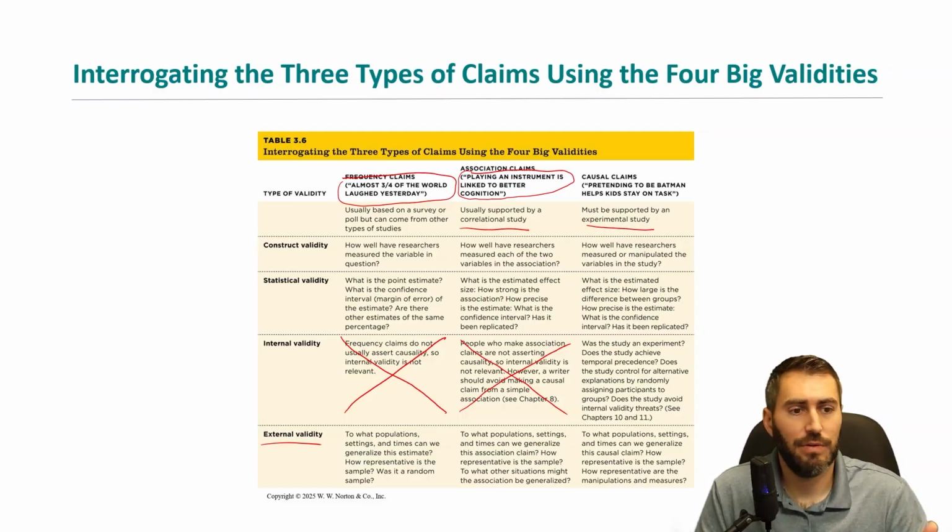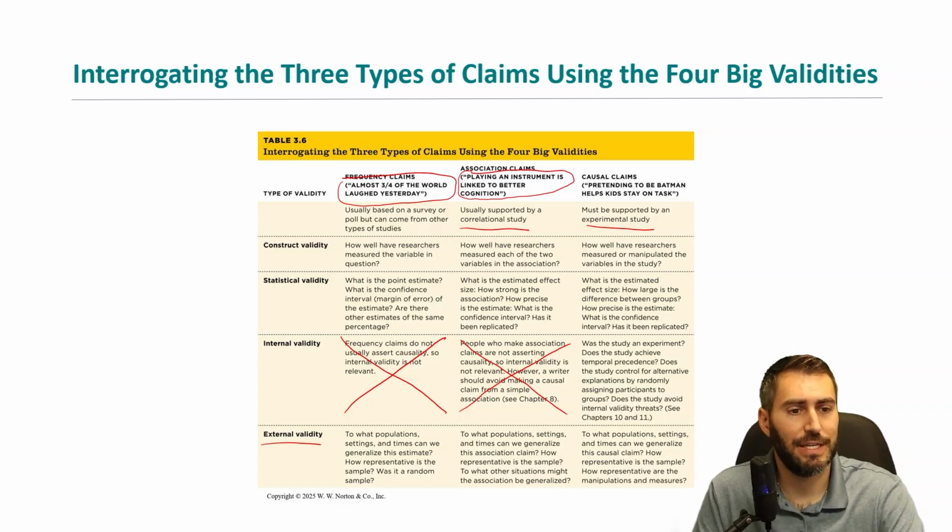And now, same idea. Not only how well do we define and measure both of our variables, but also how well have we manipulated any variables that we need to manipulate? Have we done a good job choosing good manipulations to represent the constructs that we're trying to measure?